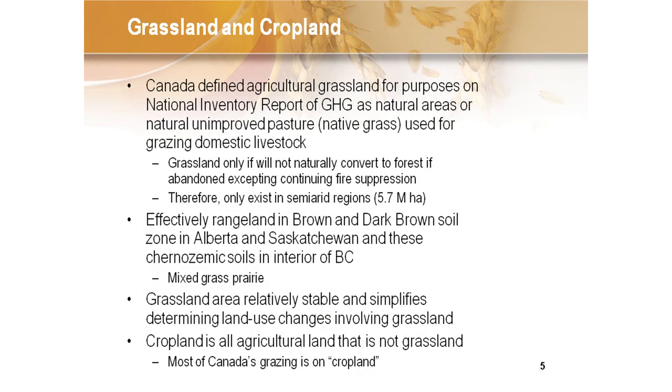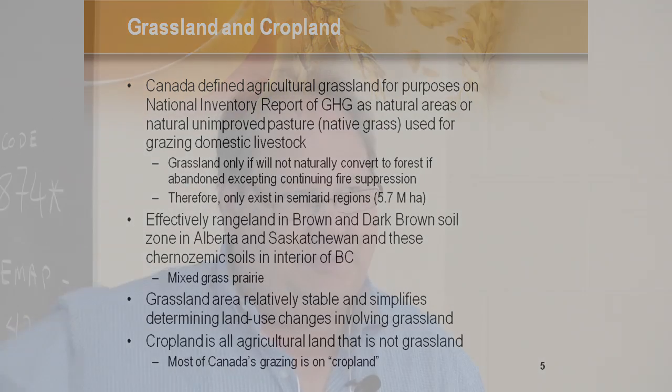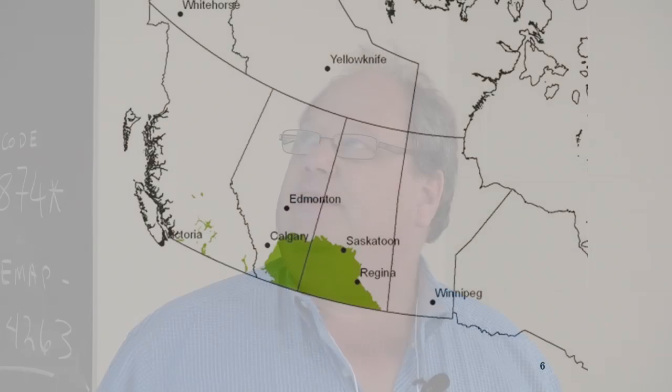But then it also meant that anything that didn't meet that definition of grassland that's used for agriculture is by default called cropland. So our cropland under those 6 categories we have includes an awful lot of native grass and actually the majority of our grazing land. But that's just one of the things that we had to come up with a system.